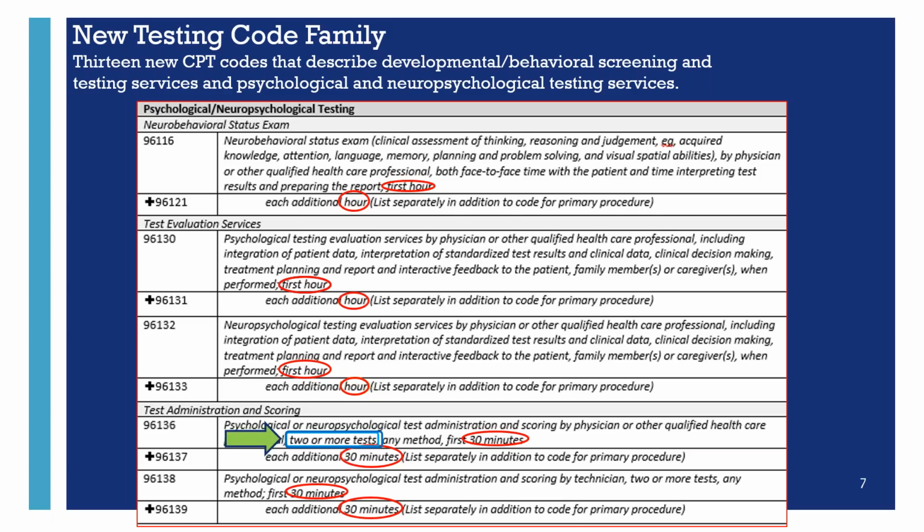If you are a psychologist that uses psychometricians or technicians, then you would use the same unit of 30 minutes, but you would use 96138 for the first 30 minutes, psychological or neuropsychological test administration and scoring by technician, again, 2 or more tests, and again, any method. 96139 is the add-on code for each additional 30 minutes. So in a typical psychological or neuropsychological evaluation, you could have a base and an add-on code for your test evaluation services. You could have a base and multiple add-on codes for your test administration and scoring services as well.